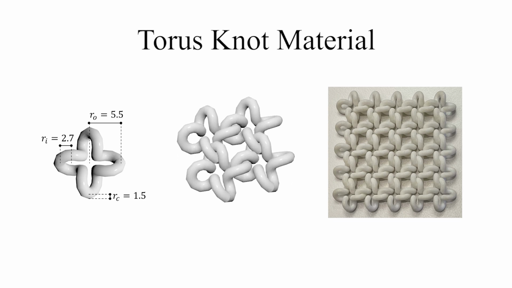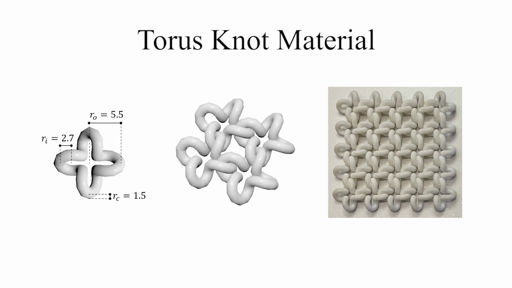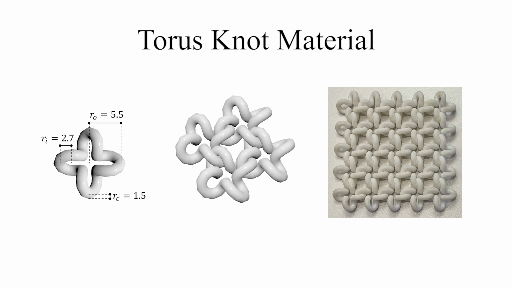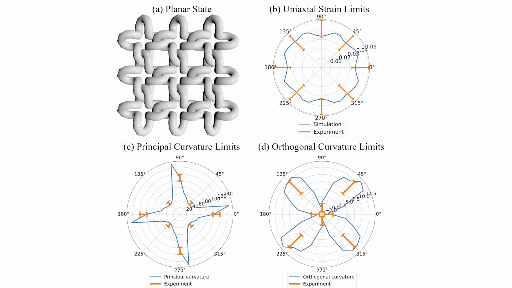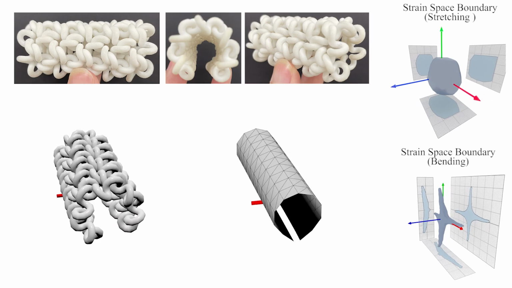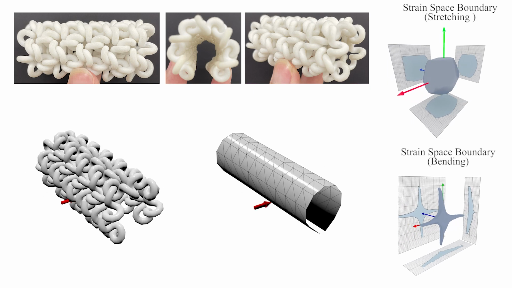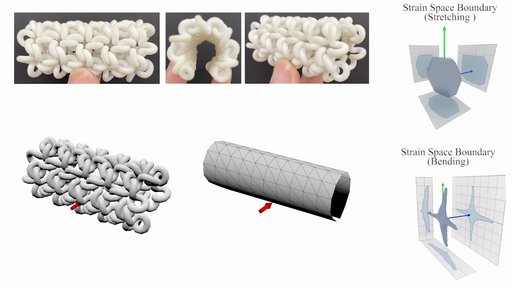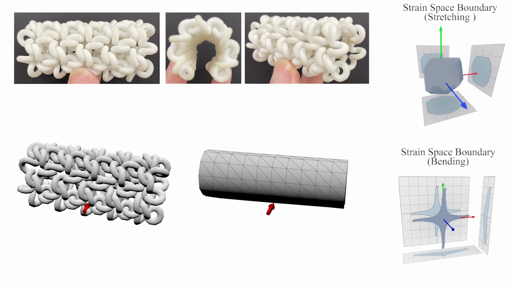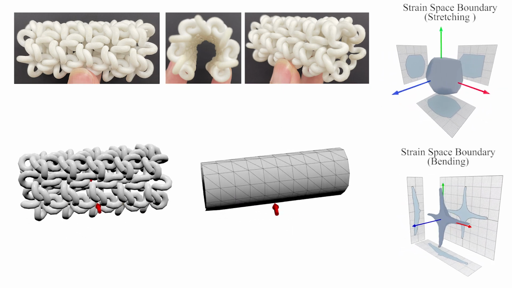Our second example is a four-fold symmetric material consisting of torus knot elements arranged in a regular quadrilateral grid. This material likewise shows an almost isotropic in-plane behavior. Compared to the three-fold symmetric chainmail material, however, it exhibits a much smaller range of motion. The bending behavior is much more interesting in comparison, showing large limits in 0 and 90 degrees, but much tighter thresholds in 45 degrees. This behavior is also readily identified in the strain space boundary for bending, which shows star-shaped protrusions. Our macromechanical model again closely approximates the behavior observed in native-scale simulations.